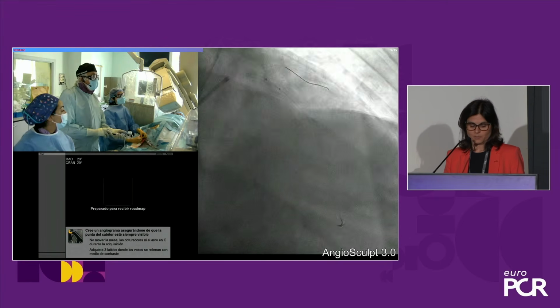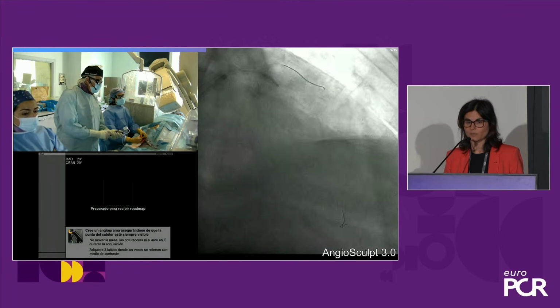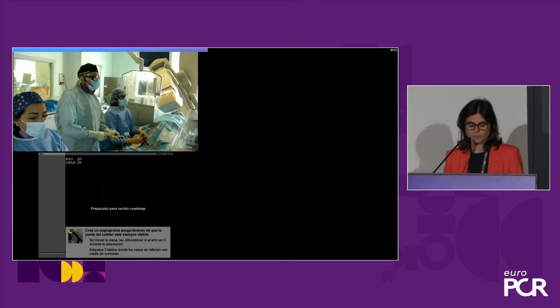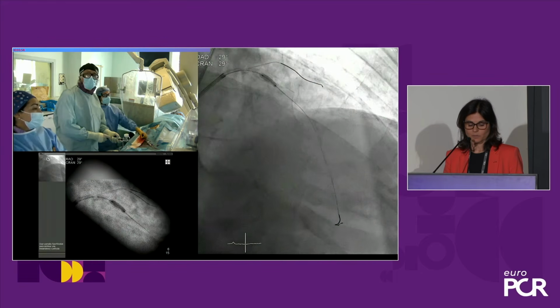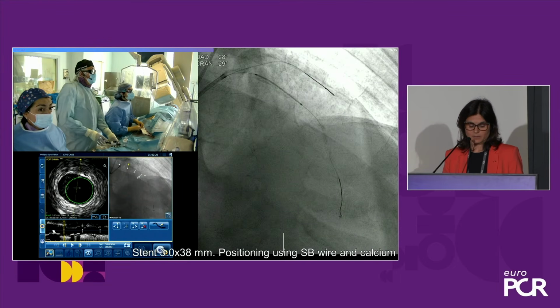So this is the plaque preparation. In this case, it was done with a scoring balloon because we thought that the degree of calcium that the patient had could be treated only with balloon-derived technologies. And now we are implanting the stent.